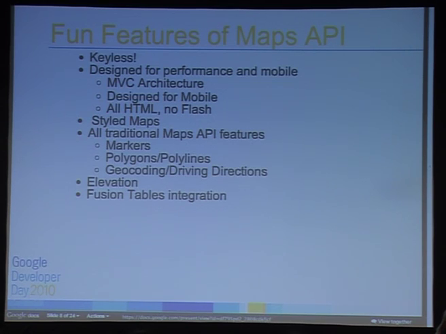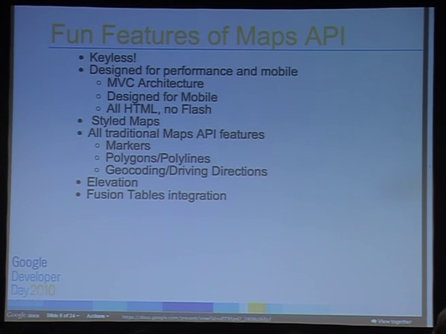We just added styled maps, so you can change the color scheme of the maps. I'll talk more about that later. It's got all the traditional Maps API features. Well, they're traditional because we started them, right? You can put a marker, you can put a polygon, you can put driving directions, you can geocode addresses, all these interesting things. And we've got elevation and Fusion Tables integration, so you can check the elevation of a different location and you can easily add a Fusion Tables layer.